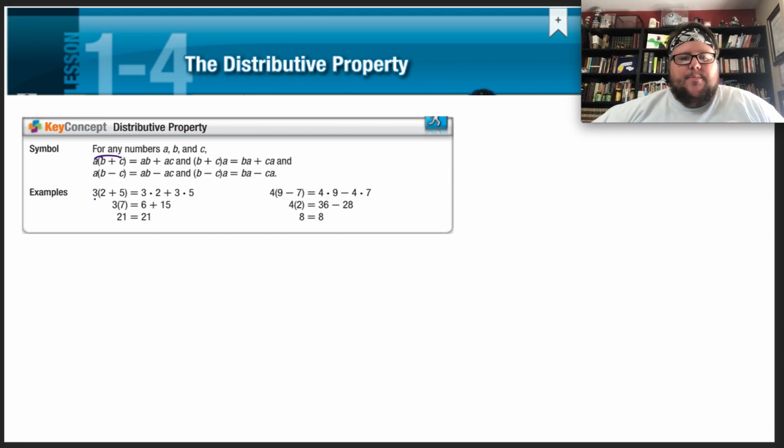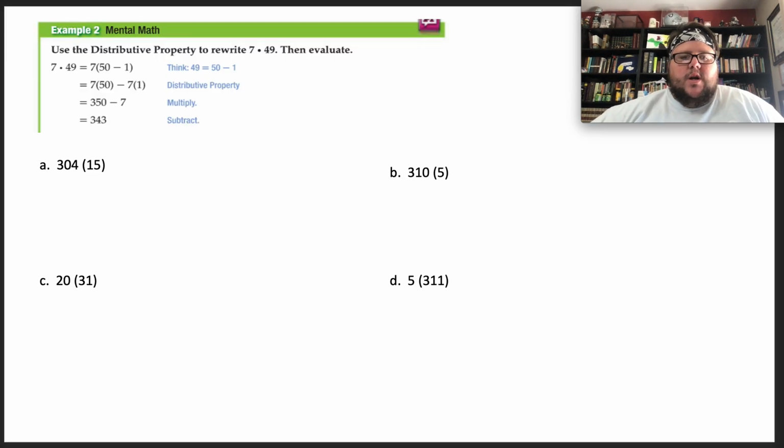And so some examples are 3 times parentheses 2 plus 5. So 3 times 2 will go here, and then 3 times 5 would go here, and 3 times 2 is 6, 3 times 5 is 15, 6 plus 15 is 21. 4 times 9 minus 7, 4 times 9, 4 times 7, and then you just finish it out. So we're going to go into it.